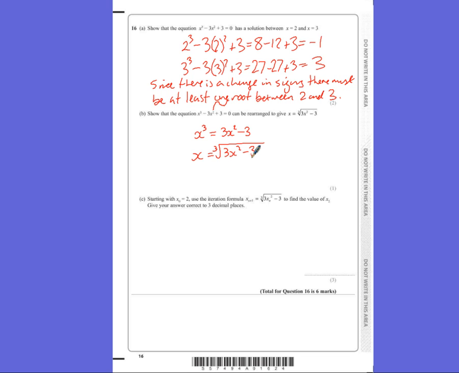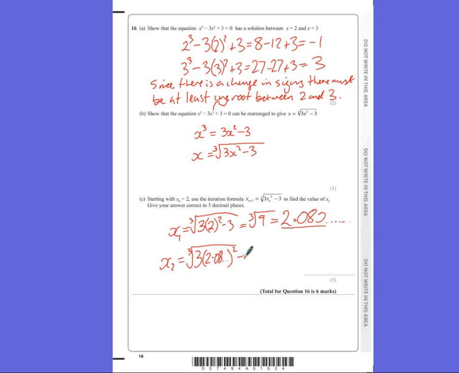It says, starting with x0 equals 2, use the iteration formula, x(n+1) equals cube root of 3xn squared minus 3 to find the value of x2. So to find x1, we would just put x0 into that. So we'd do the cube root of 3 lots of 2 squared minus 3. And that will give us the cube root of 9, which is 2.080. You can just leave that in your calculator. And then to find x2, we'd just put this value into our formula. So it'd be the cube root of 3 lots of 2.08, and make sure you use the full amount, squared, take 3. And that will give us 2.153, and that's just 3 decimal places.